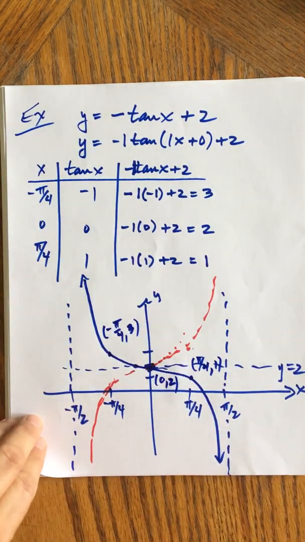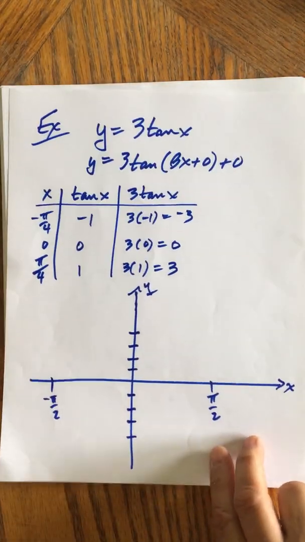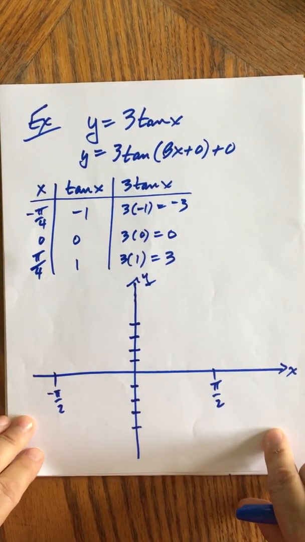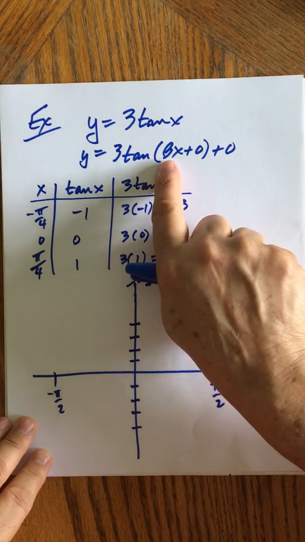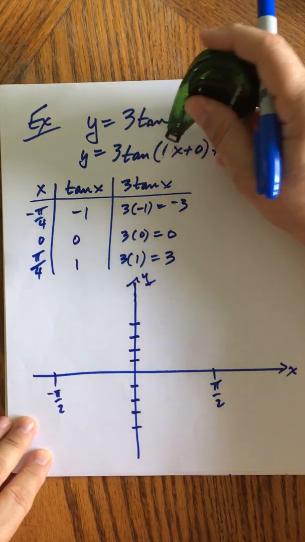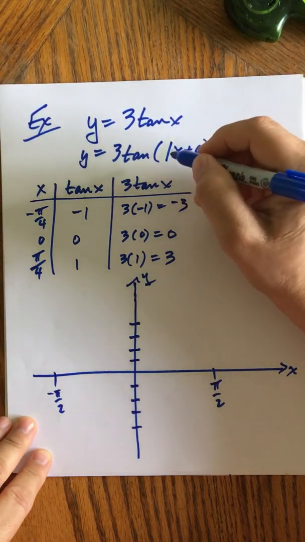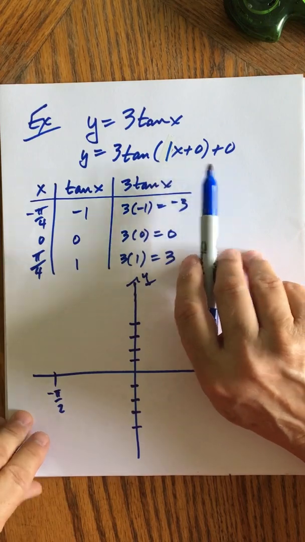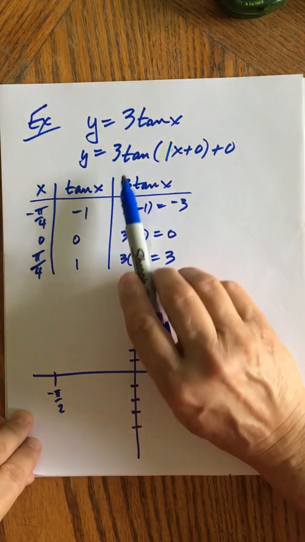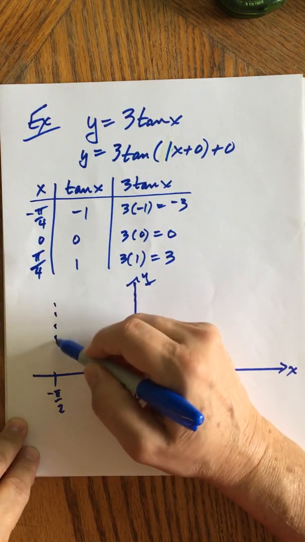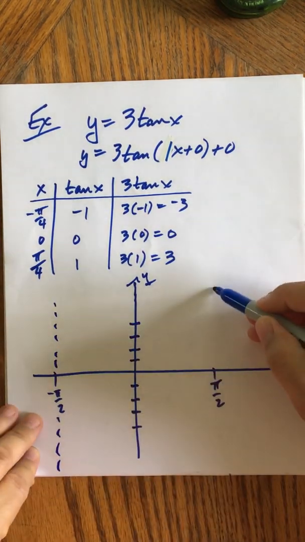Okay. Now let's take a look at the effect of A when it's actually a number, not just negative. So let's take a look at y equals 3 tangent x. So again, B is 1. I'm going to put that in here. All right. So B and C are just like they are for the regular tangent curve, the basic shape. So you still only have a vertical change. So you have your asymptotes at negative pi over 2 and pi over 2.